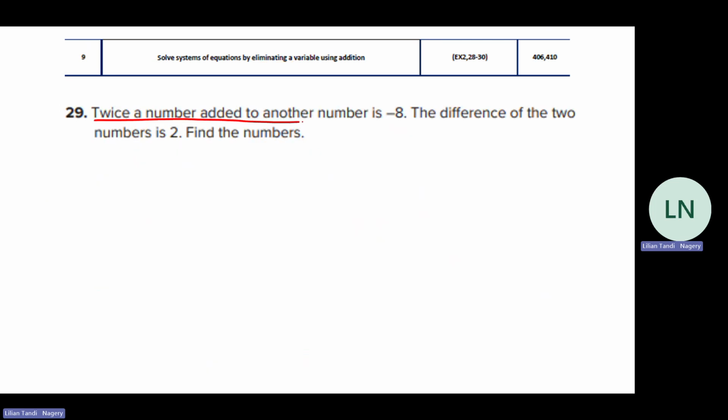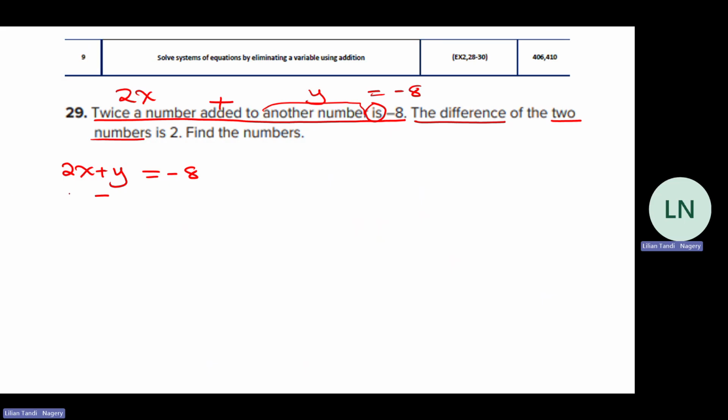Twice a number added to another number is -8. Twice a number, added to another number, becomes equal to -8. So 2x plus y equals -8. The difference, what are you differencing? Two numbers, x and y.